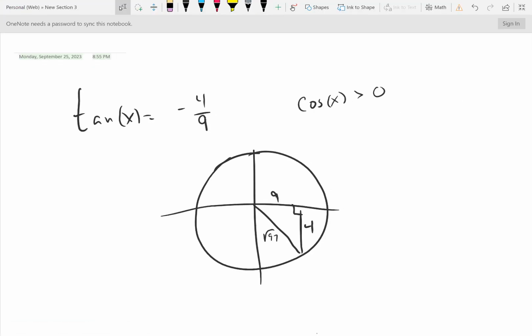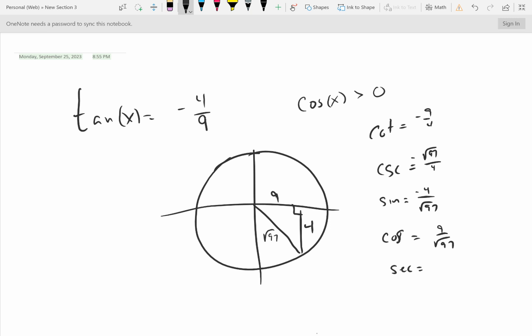Now, we can do this a couple of different ways. It's up to you. I honest to goodness do not care. Clearly, cotangent is negative 9/4, right? Cosecant would be 1 over sine, that is hypotenuse over opposite, so square root of 97 over 4, and of course that's negative. And sine is negative 4 over square root of 97. And then cosine is, as promised, positive, so it'd be 9 over square root of 97. And then, of course, secant is square root of 97 over 9. That's one way to do it.